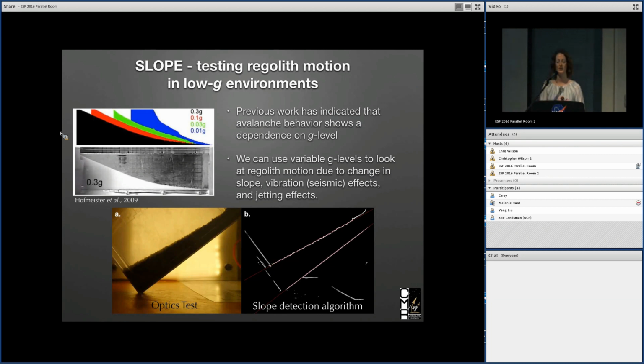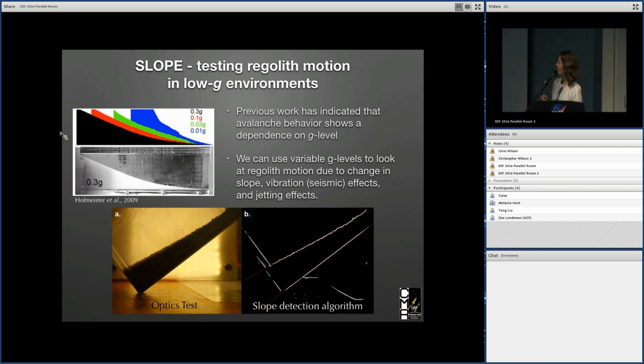This is relevant to exploration. If you have a lander coming down that has jets to disturb the surface, how is that going to affect a sloped surface? It's also relevant to places like comets, where you have subsurface jetting that's going to disturb the surface. So we want to create some experiments that we can use to understand these properties.